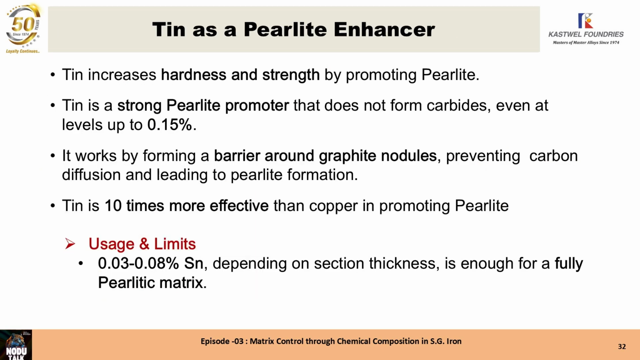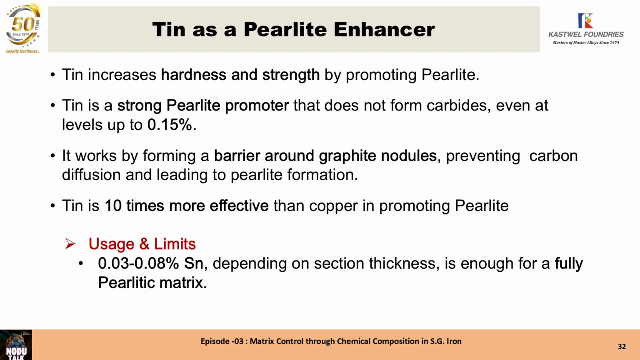Tin increases hardness and strength by promoting pearlite. Tin is a strong pearlite promoter that does not form carbides, even at levels up to 0.15%. How does it work? It works by forming a barrier around graphite nodules, preventing carbon diffusion and leading to pearlite formation. Tin is 10 times more effective than copper in promoting pearlite.